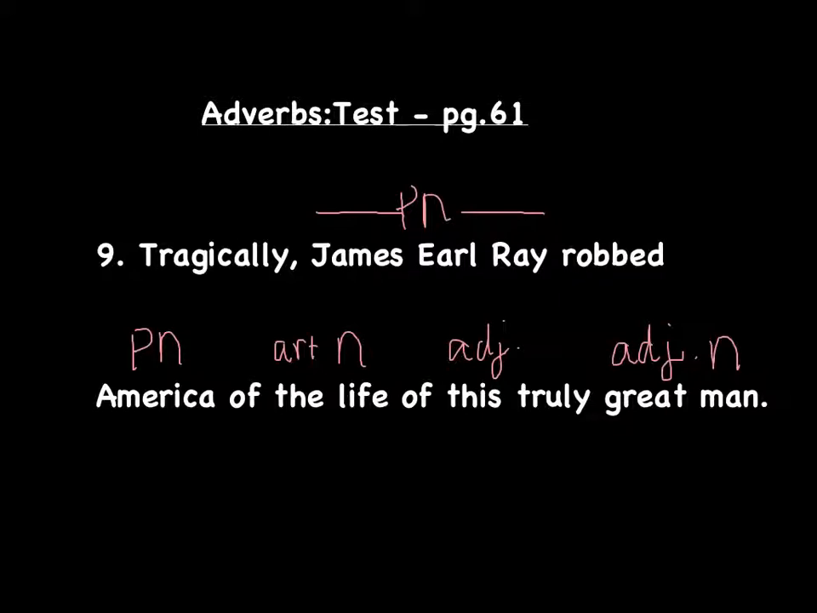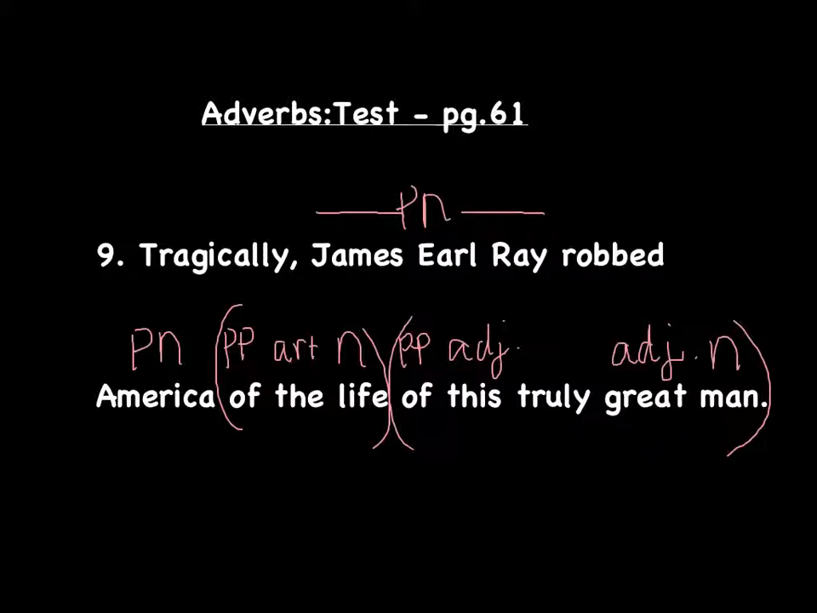Next, I'm going to go through and look for pronouns. I glance here and I don't see any. But I do see some prepositional phrases. So I'm going to go back and note my prepositions and then make sure I know my entire phrase there. Of what? Of the life. I have another one. Of what? Of this truly great man. So I've taken care of my nouns, articles and adjectives, pronouns, and also prepositional phrases.